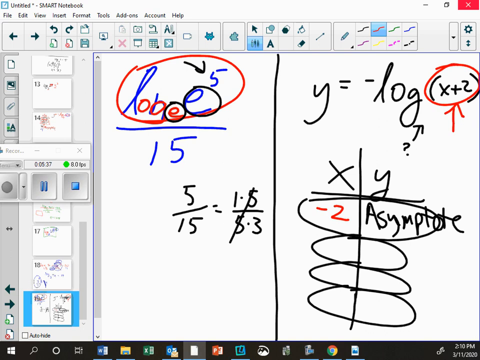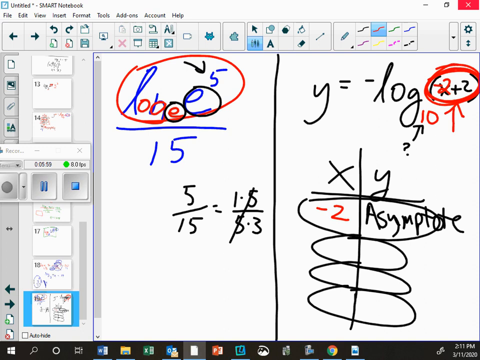Nope, because if I put in a -2 right here, this whole thing will turn into 0, and if you've got a 0 in the argument, then that's the moment that you found the asymptote. Okay. All right, now what is the base on this one? I said question mark because there's no number there.